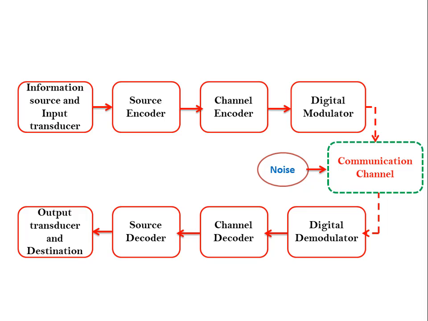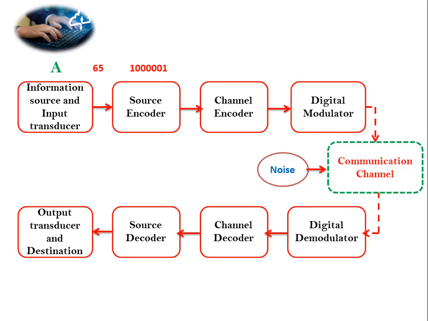We know that in a digital communication system, there are two types of information source, that is, analog or continuous information source and digital or discrete information source. Let us consider a discrete information source that generates a character, which is converted into the equivalent ASCII code by the input transducer, called a keyboard. The ASCII code produced by the input transducer has a discrete set of values, which can be forwarded to the source encoder so that it can be converted into an equivalent binary bit stream.